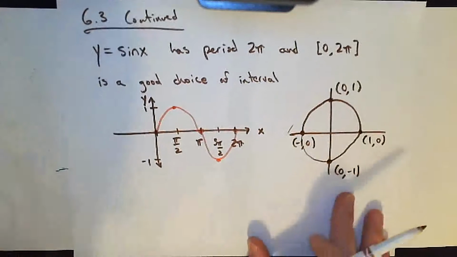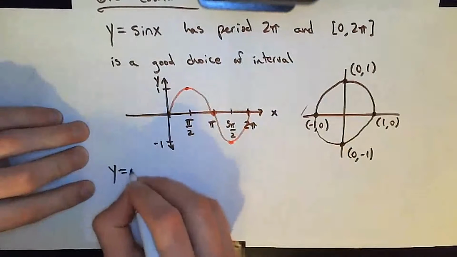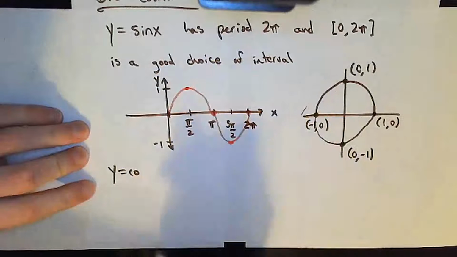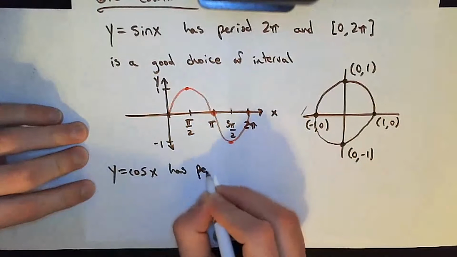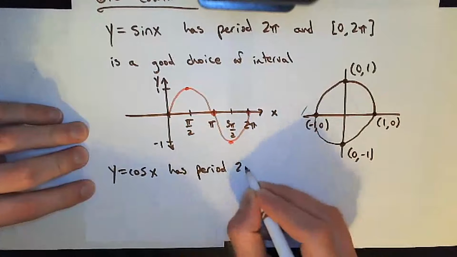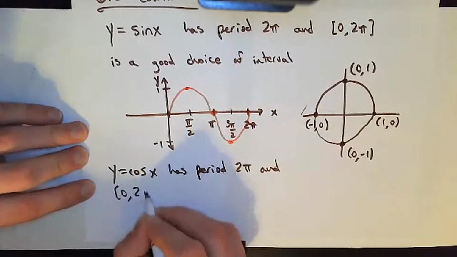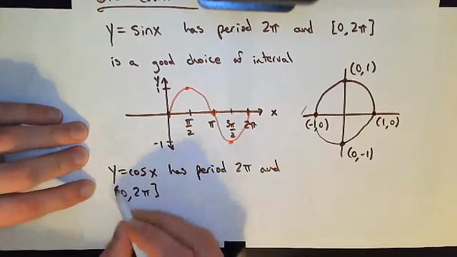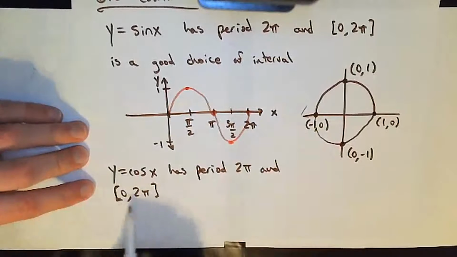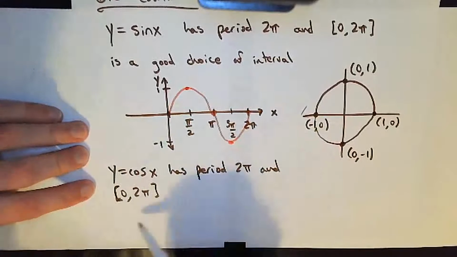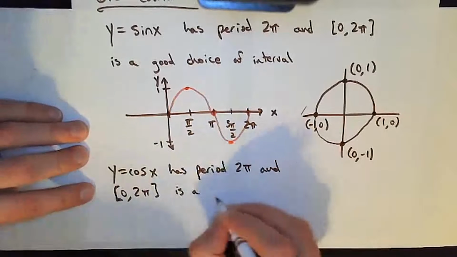Cosine. And then y equals, no, sorry, that's the general shape of sine. y equals cosine x also has period 2 pi. And 0 to 2 pi is a good interval. Notice I'm putting brackets around the interval because we can pick 0 and 2 pi. Those are legitimate. I don't need to put parentheses around them, right? Those are included. It is a good choice of interval.